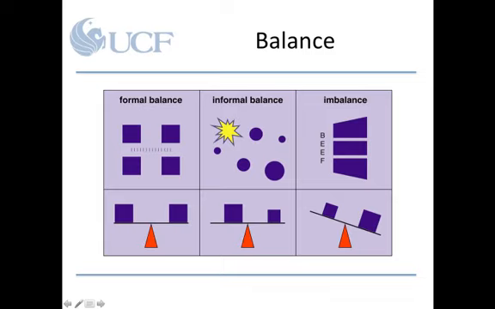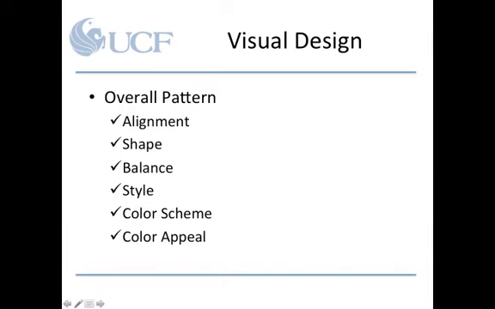And then last is an imbalance, and we want to avoid this, and this is where one side of the screen has all the images, the other side has text, and there is this clear imbalance. Next is the overall pattern, and a number of issues to consider here are alignment, and we've already talked about alignment and selecting one alignment and sticking to it.